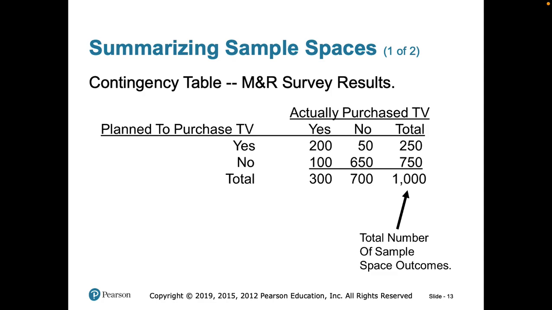Remember chapter 2, we talked about summarizing samples and other data. On this one, you will summarize sample spaces. And in this case, you will have people that plan to purchase a TV, yes or no. You have your totals. And on the other side, you will have the actual purchase of a TV. You will have yes or no and the totals as well. Here is the sample space. Remember, that is the total possible outcomes. That will be 1,000 because that is the number of people they interviewed.